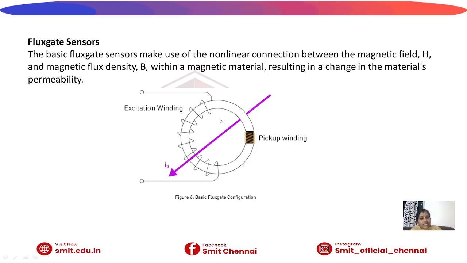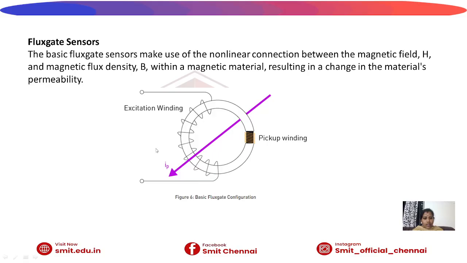Next one is the fluxgate sensor. The basic fluxgate sensors make use of the non-linear connection between the magnetic field H and the magnetic flux density B within a magnetic material, resulting in a change in the material's permeability. What will be the change? The permeability will change when there is a non-linear connection between H and B.